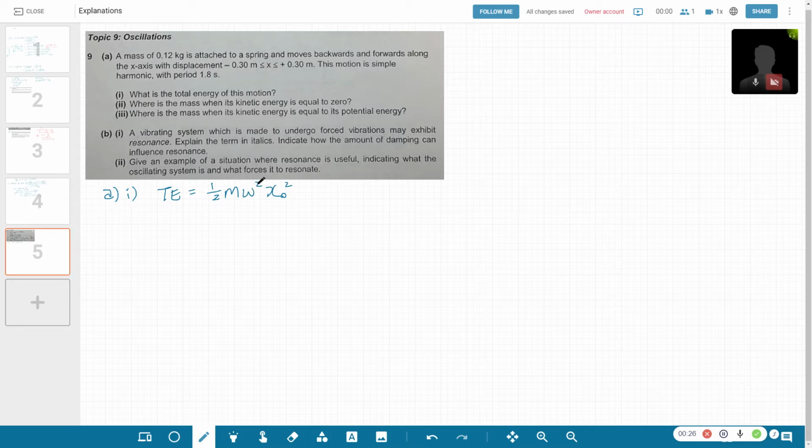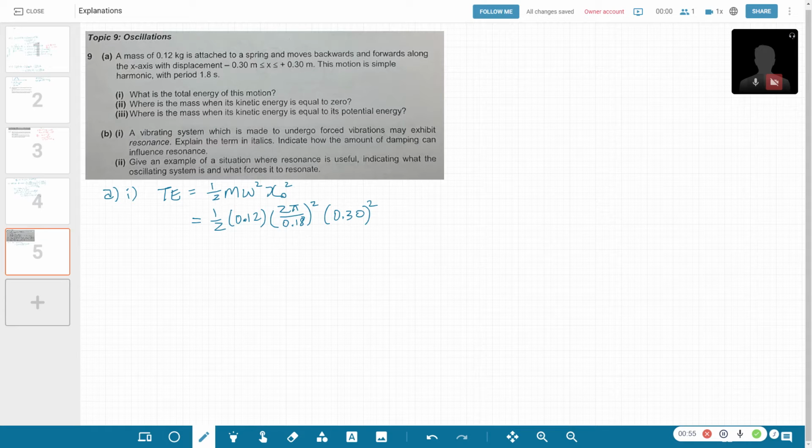Because V naught equals omega x naught, this is actually the maximum KE. Now, the mass is given to you, 0.12. Omega is 2 pi over T, so 2 pi over 0.18. X naught is given to you, 0.30 square. So from here, just press into your GC to calculate.